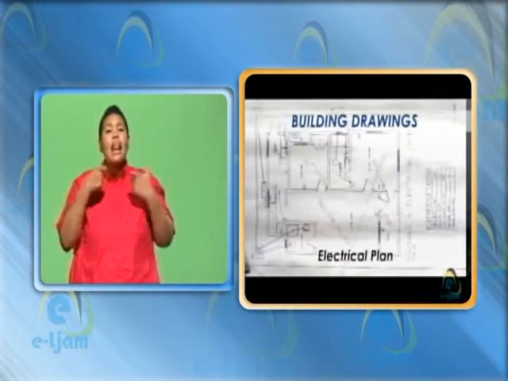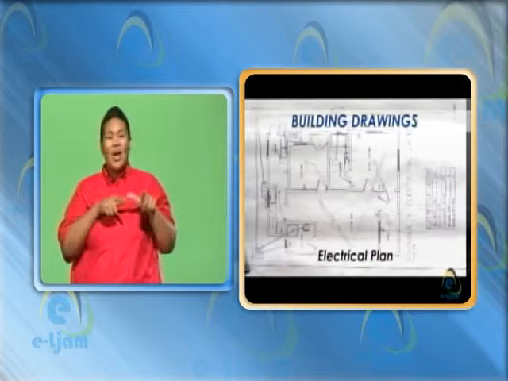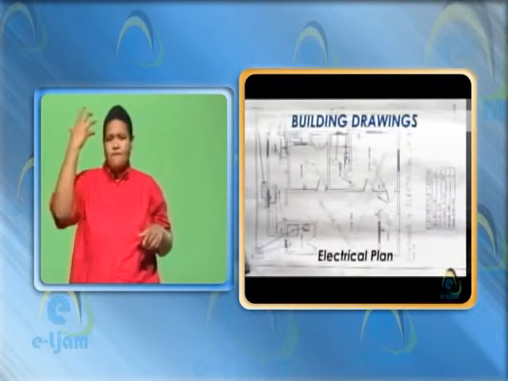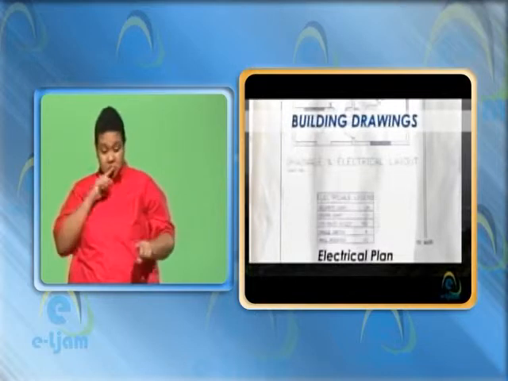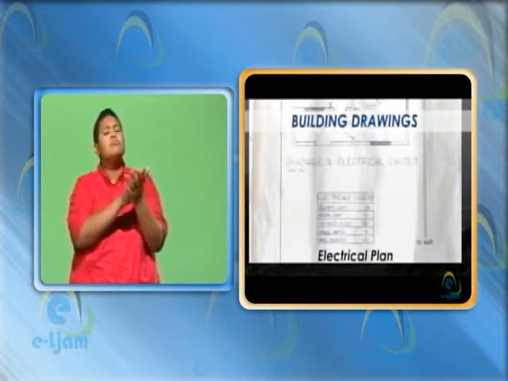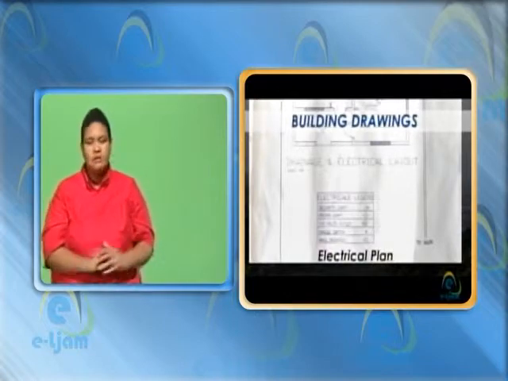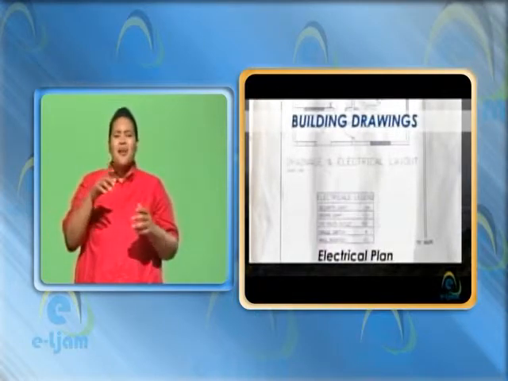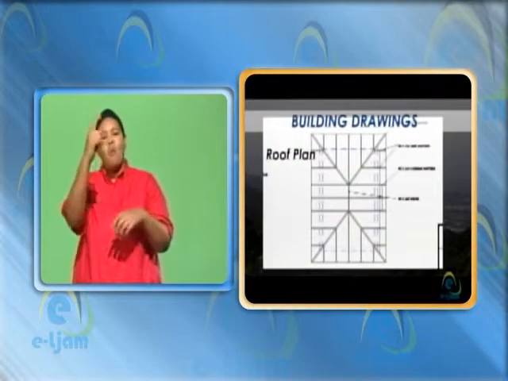Electrical plan is basically a floor plan that shows the locations of light fixtures, fans, outlets, light switches, and so on. There is usually a legend on the page which explains what each symbol represents. Frequently, the plumbing fixtures layout is combined with the electrical to form one drawing.